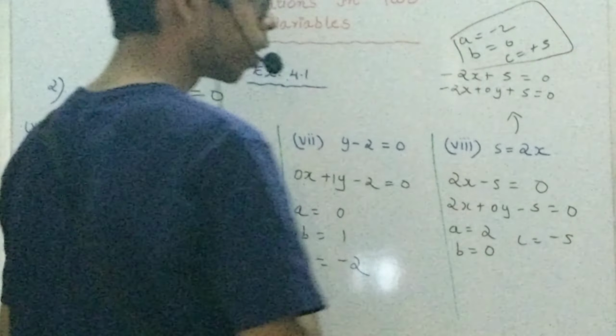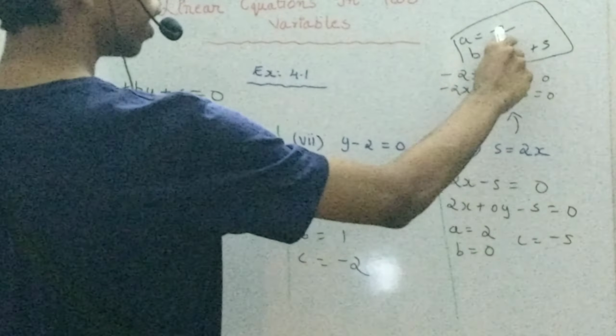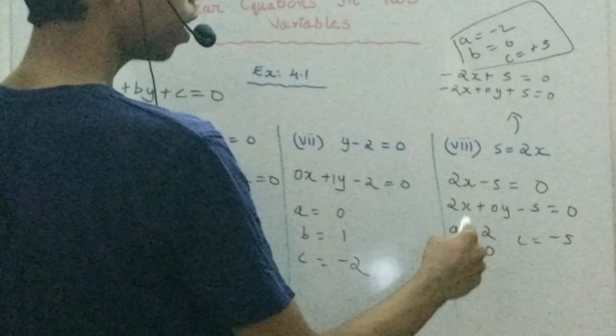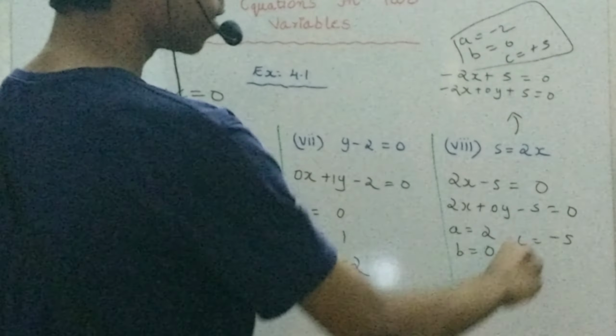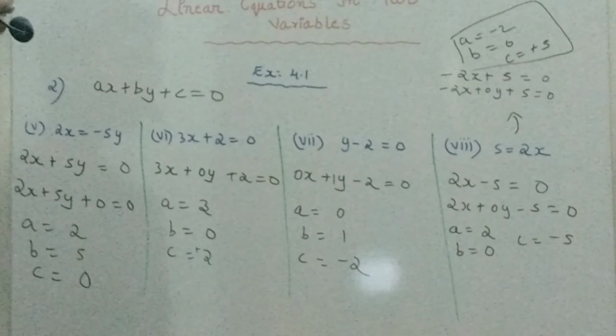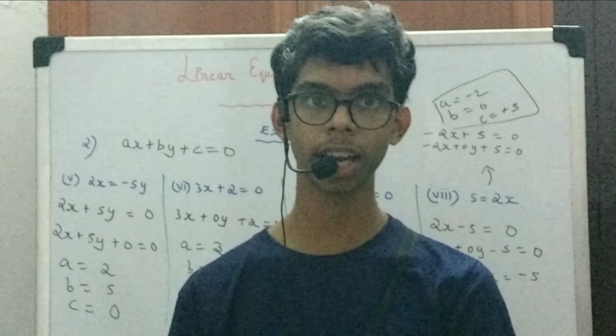Okay, so here either way you do, if you do it in this method, you will be getting a is equal to minus 2 and c is equal to plus 5. But if you are doing it this way, you will be getting a is equal to 2 and c is equal to minus 5. Okay, both the ways are correct. Okay, so I hope it is clear. So I hope all the questions that we did today are clear.